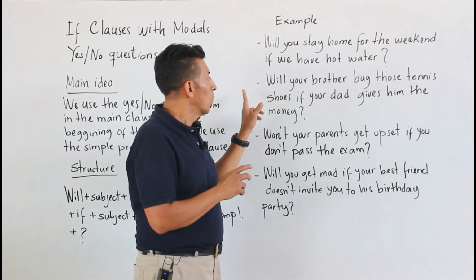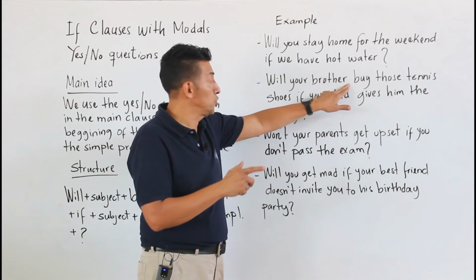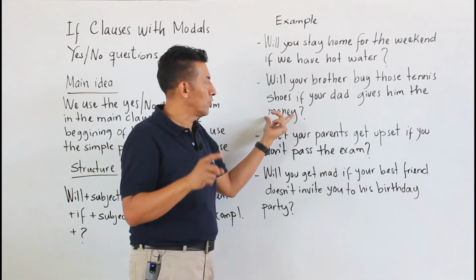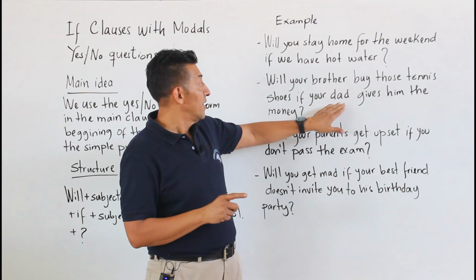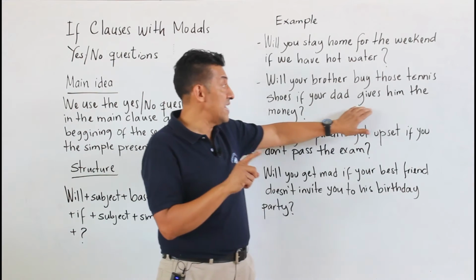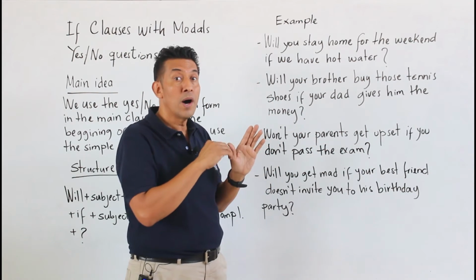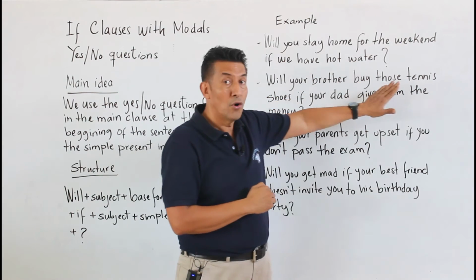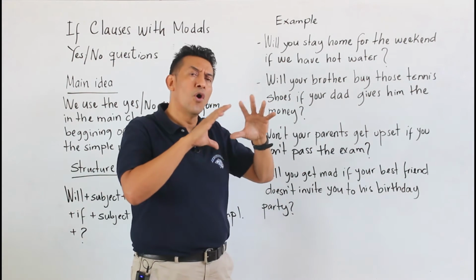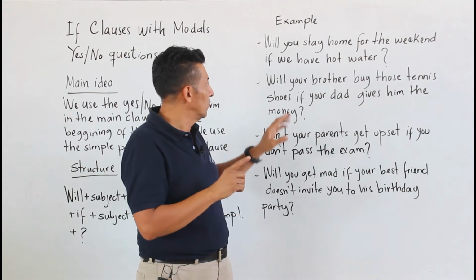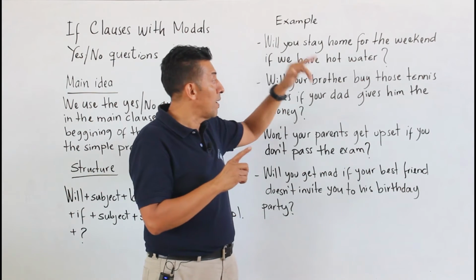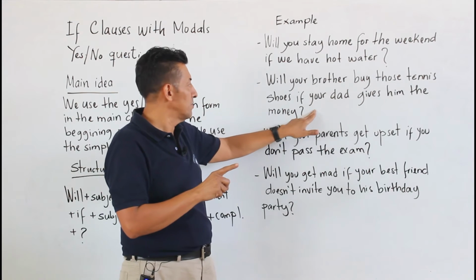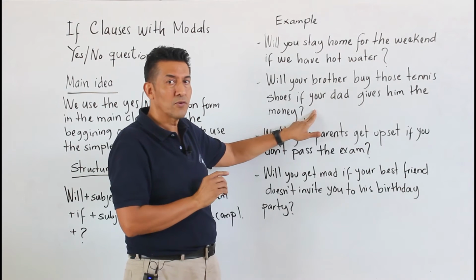Okay, the second one. Will your brother buy those tennis shoes if your dad gives him the money? What is the condition? The condition is if your dad gives him the money. What will he do? He will buy those tennis shoes. I know it's a long sentence, but take a look. Will your brother buy, this is the verb, those tennis shoes if your dad gives him the money? Do you understand this question?